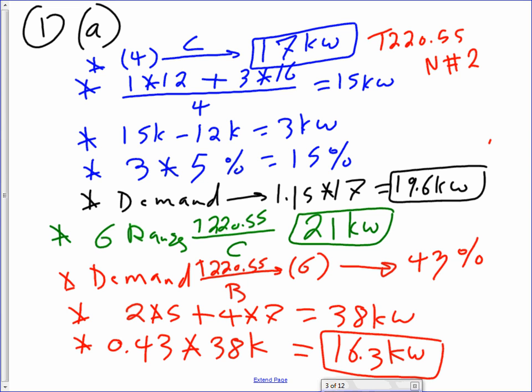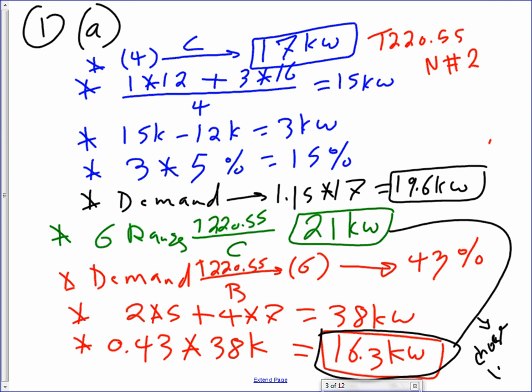Now, I want you guys to look at this step. Under C, we got 21. Under B, we got 16.3. Did you guys see it? So which one am I supposed to use for my total? The smallest. You compare these two numbers together and choose the lowest. And what was the lowest for the two? 16.3.